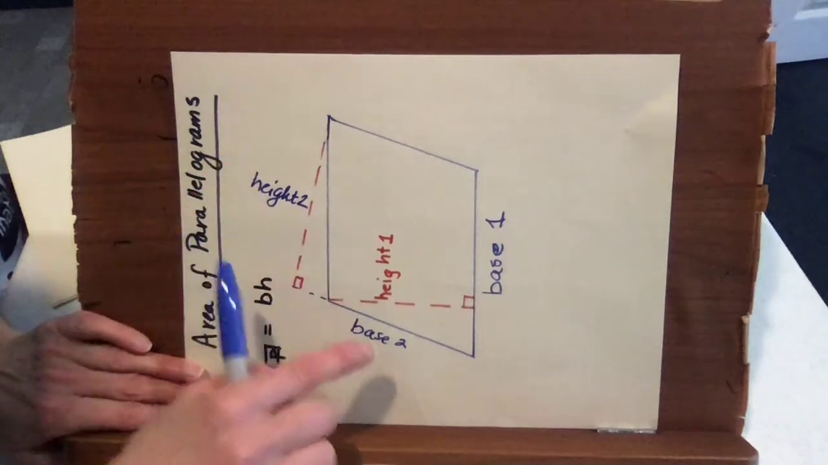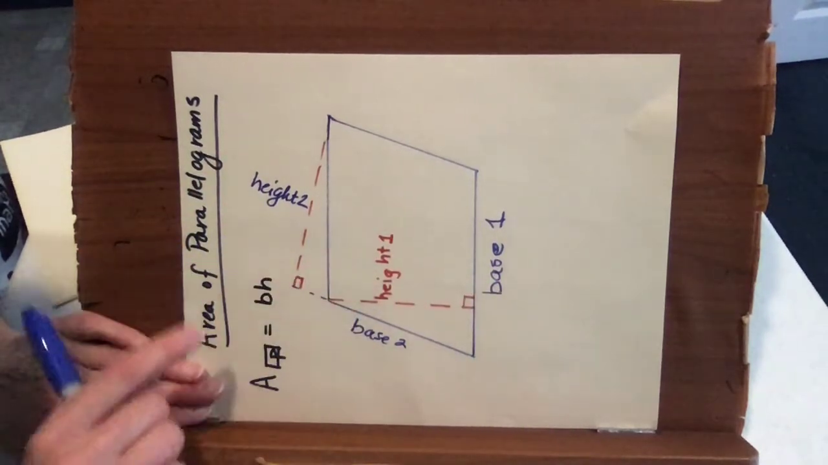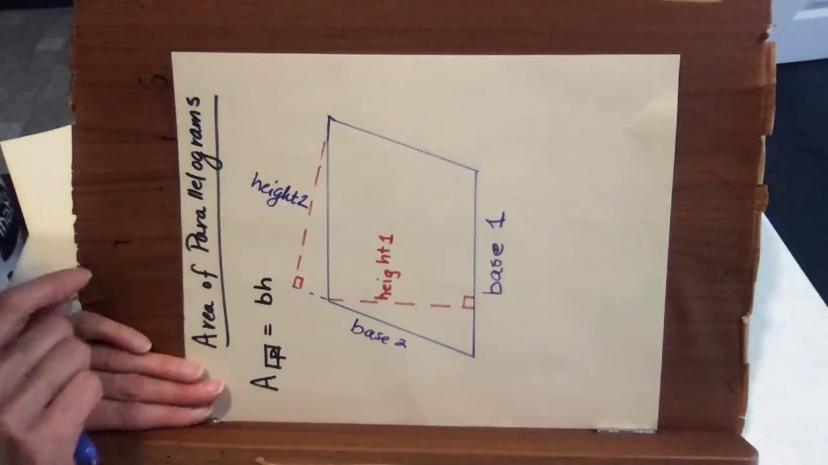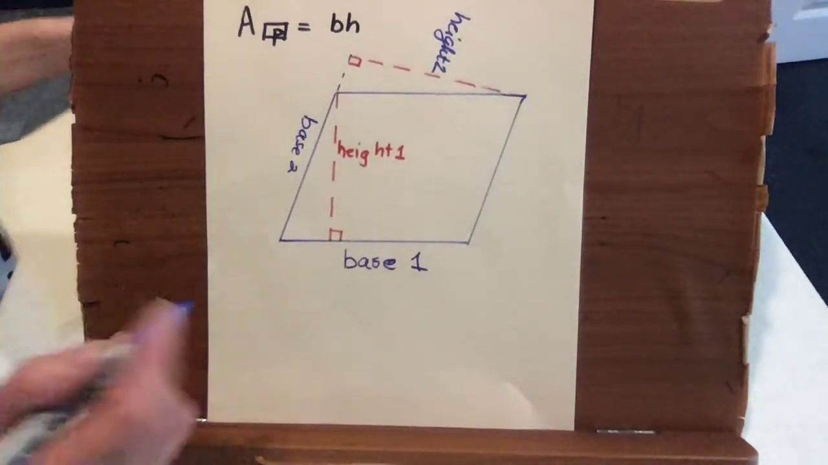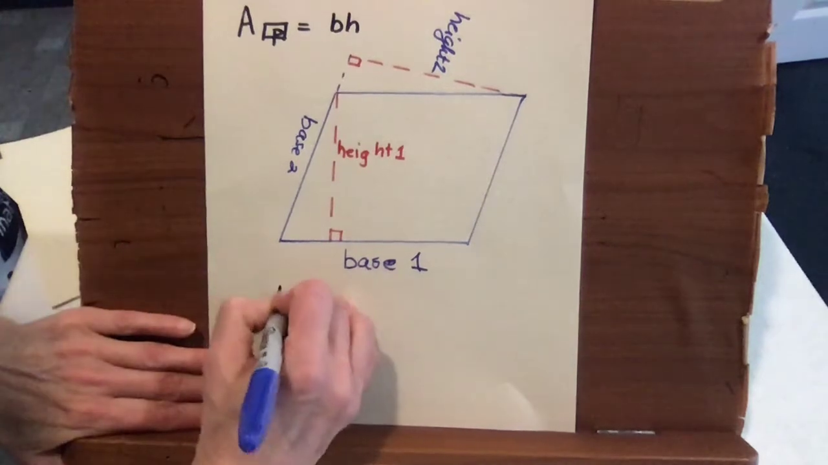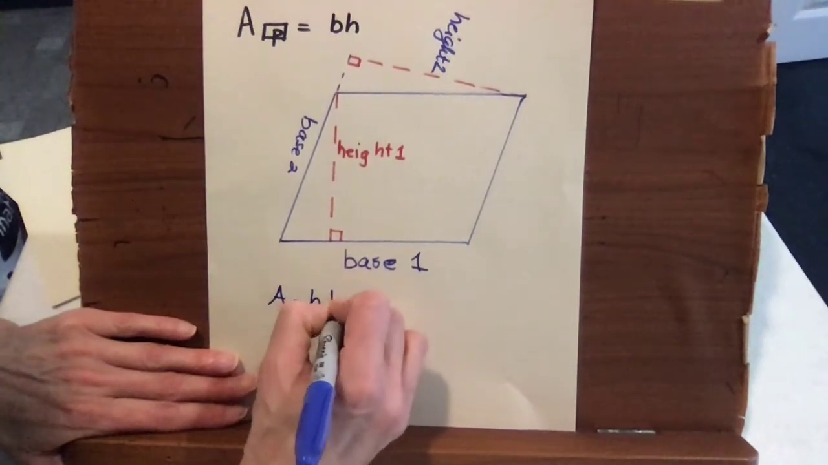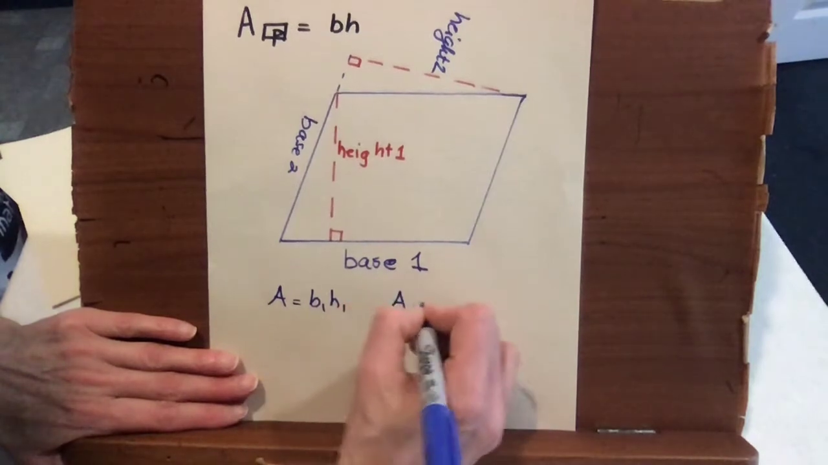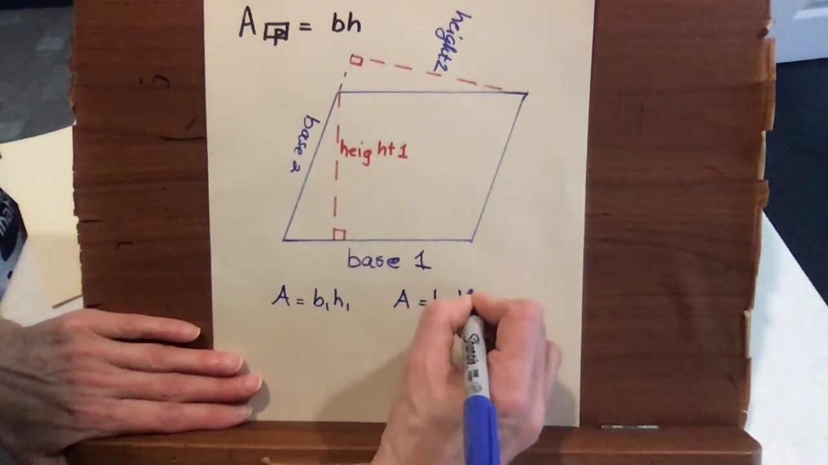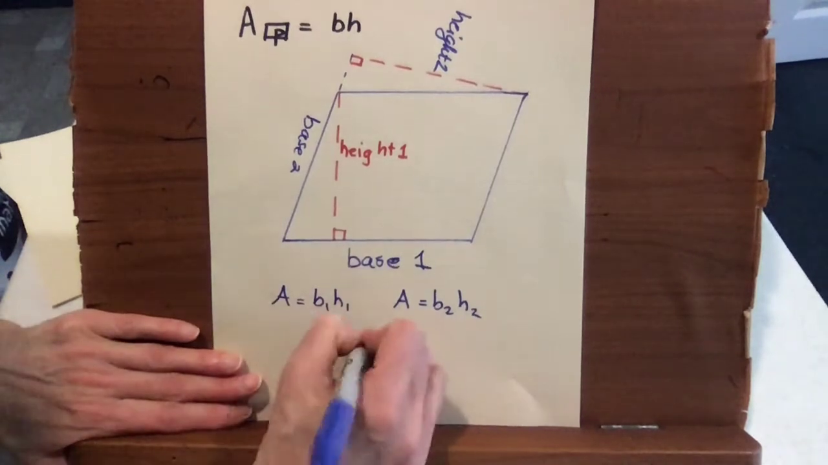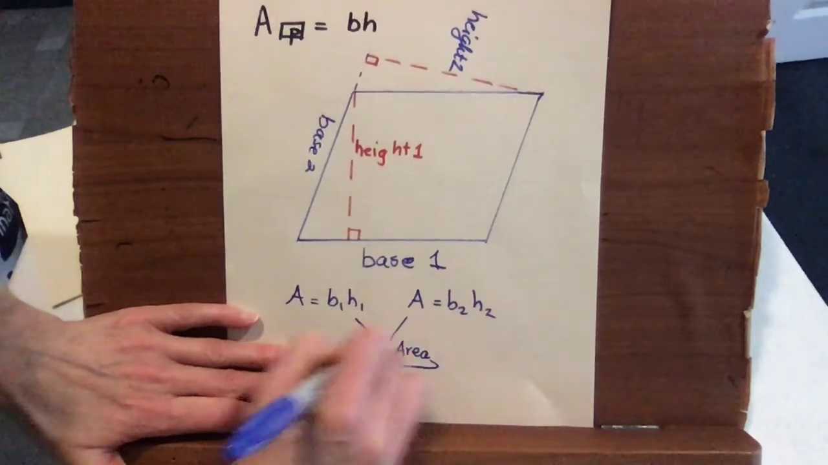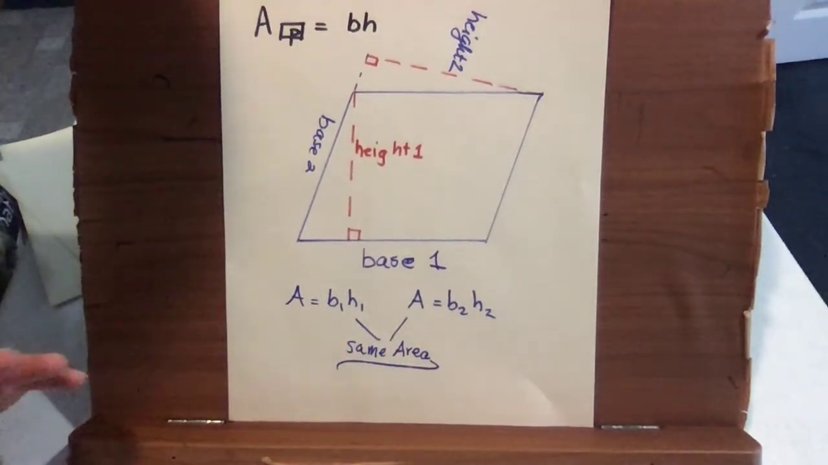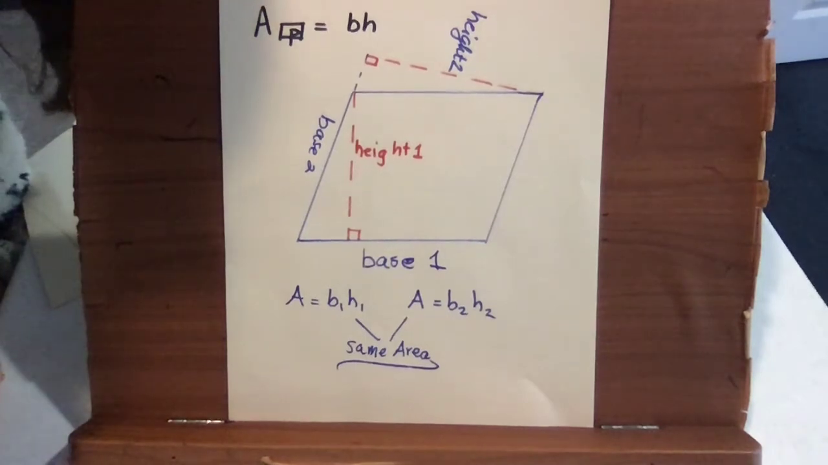Either way, base 1 times height 1 will give you the same area as base 2 times height 2 because it is the same parallelogram. So, I'll write it up simply so you can see, and I'm going to abbreviate base 1 times h1. And then area, if you use base 2, would be base 2 times h2, which is the height 2. They are the same. You're going to get the same area. You will not get different numbers. If you do, something's wrong because you only have one parallelogram, and that's what you're taking the area of.